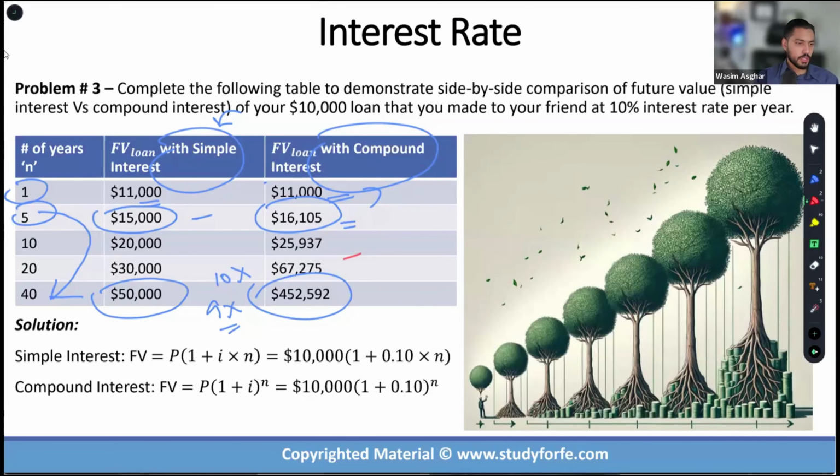Any questions on this so far, guys? Do you have a better understanding of what simple interest rate is and what the compound interest rate is, right? Okay, so this is just very elementary, basic, foundational stuff.